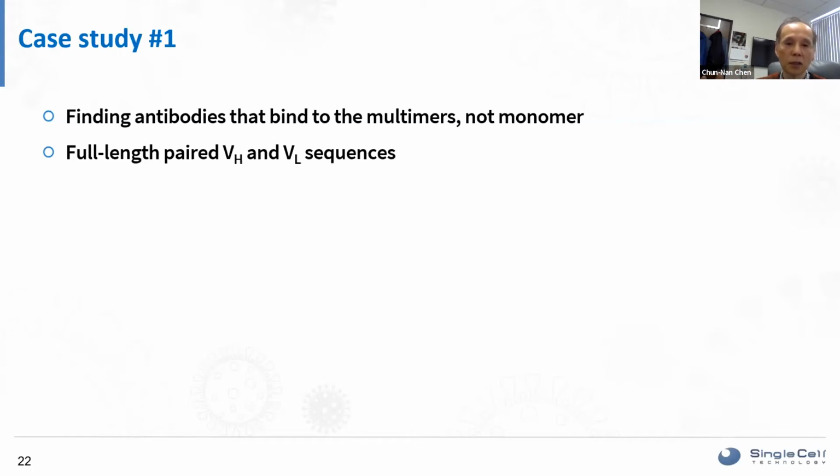We do that with the different slide I talked about. If you have 2 slides here, you can interrogate one of the slides with the monomer and the other one with the multimer.